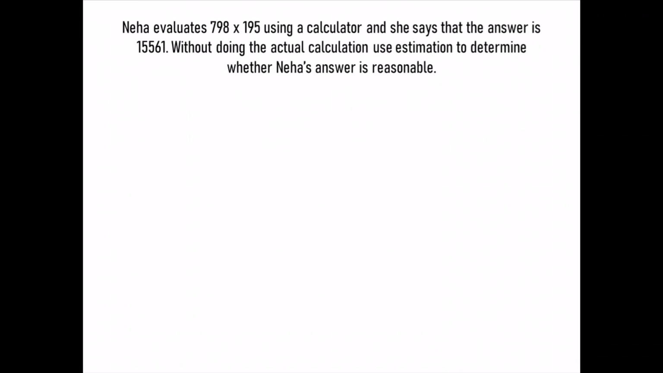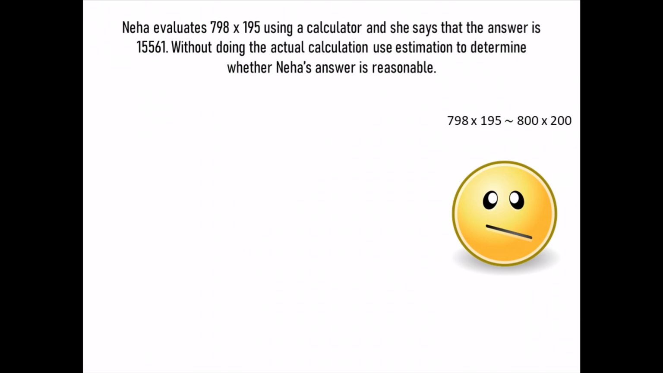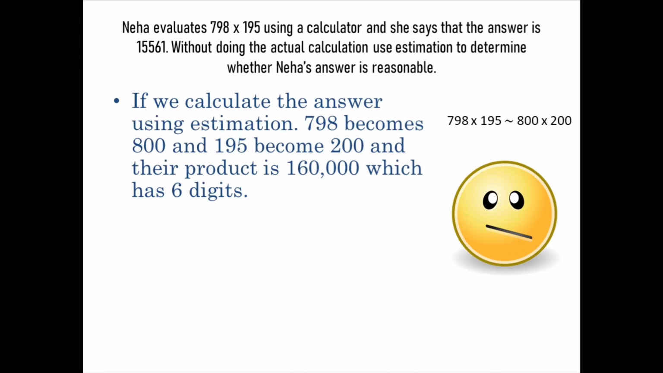My next question is, Neha evaluates 798 times 195 using a calculator and she says that the answer is 15561. Without doing the actual calculations, use estimation and determine whether Neha's answer is reasonable. 798 when rounded off to the nearest whole number is 800 and 195 when rounded off to the nearest whole number is 200. We multiply and we have the product of 200 and 800. The answer is 160,000. When we multiply 8 with 2, it will give us 16 along with 4 zeros. So the answer has 6 digits. Neha's answer has 5 digits, so it's not reasonable.